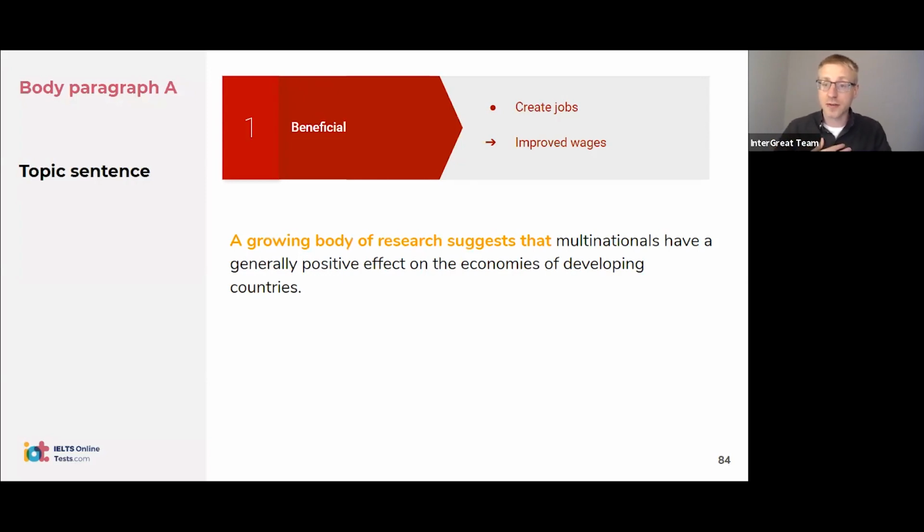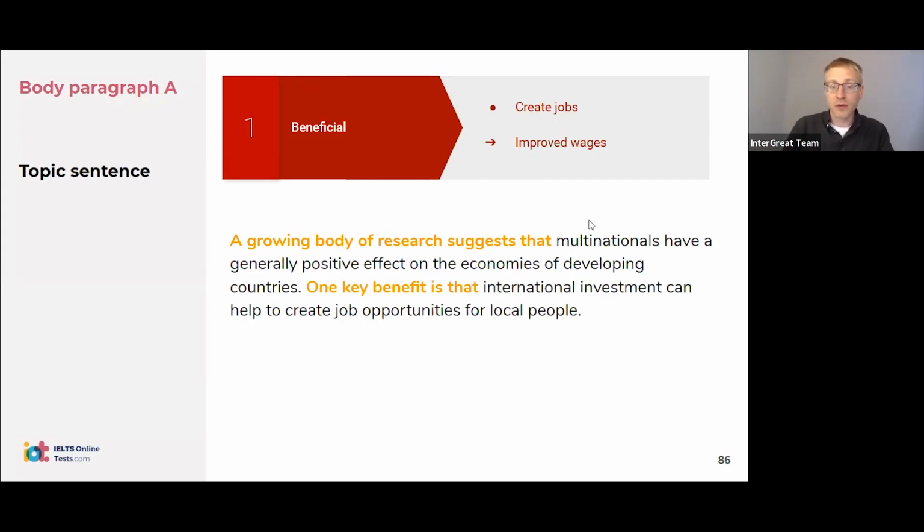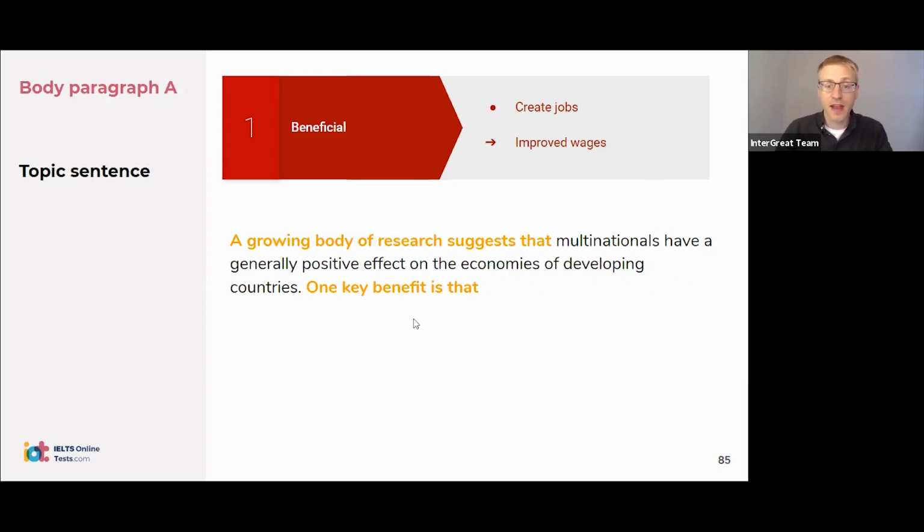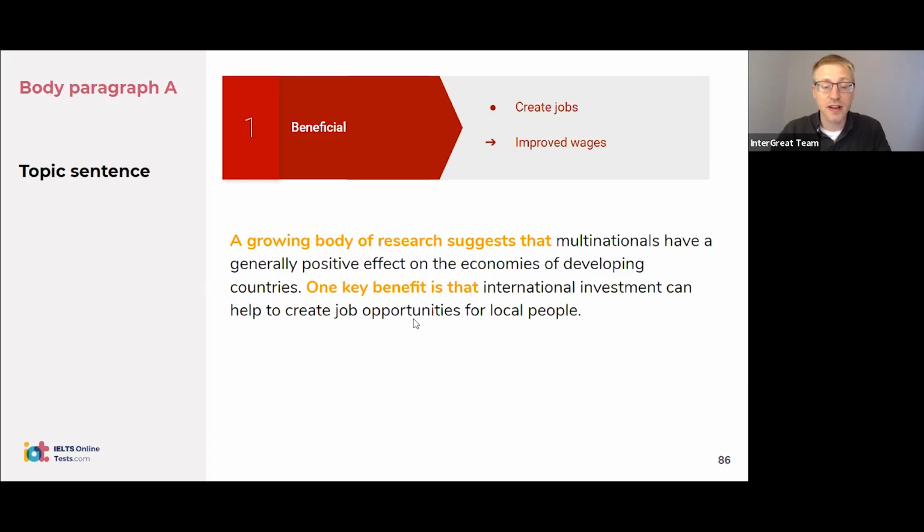Okay, if you're saying it's not just my opinion, but it's based on research. A growing body of research suggests that. First point, okay? We can then give our main point. What's the main benefit we want to talk about? We've said one key benefit is that international investment can help to create job opportunities for local people. So we've introduced the main point of our essay, of our paragraph. Okay.